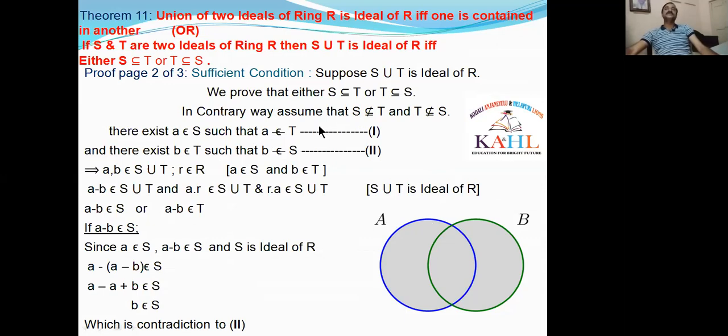But what is the difference? In that theorem we wrote subring. In this theorem we write ideal only. The same proofs are applicable, and these two steps are the only difference between the two theorems. Here we write by using the definition of the ideal only. The remaining part is the same as in subrings.